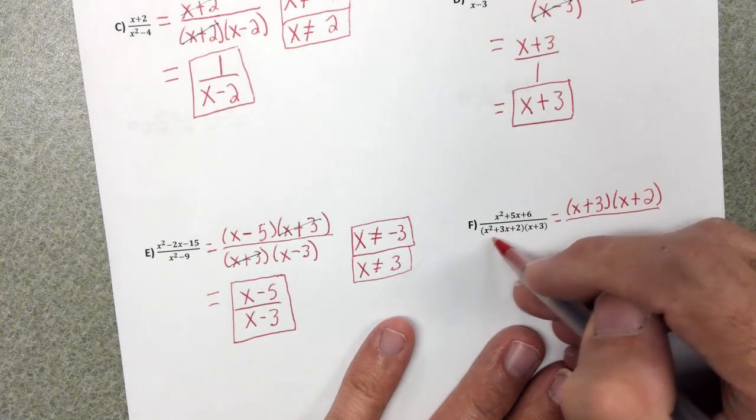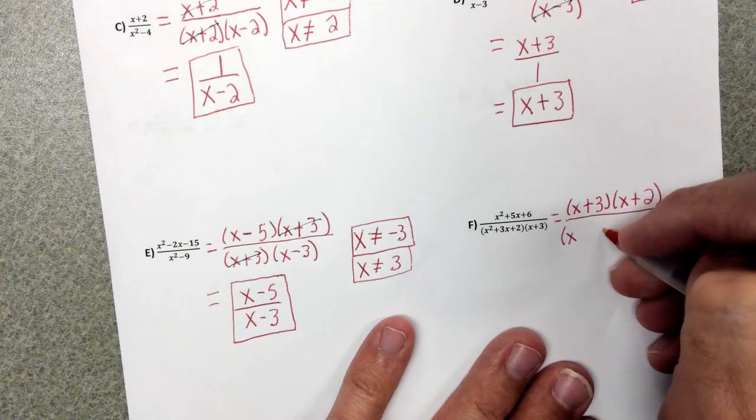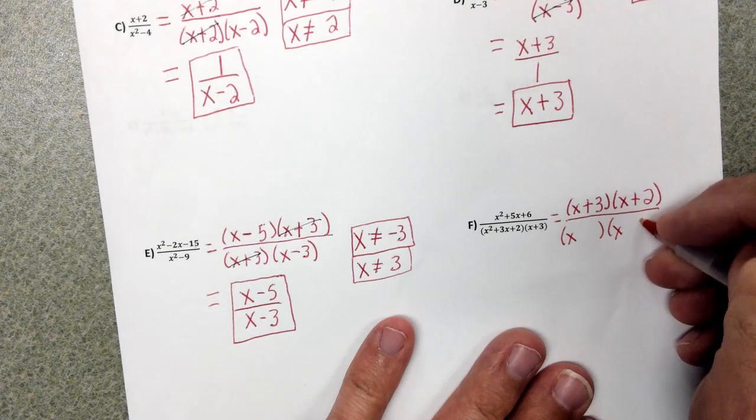Now I need to factor this first one, that x squared, no leading coefficient, so that's going to factor down to be x and x.